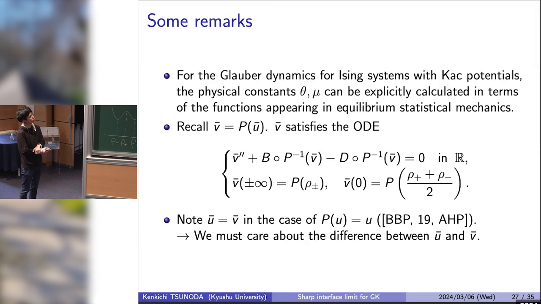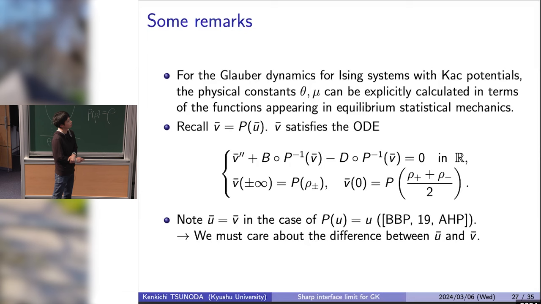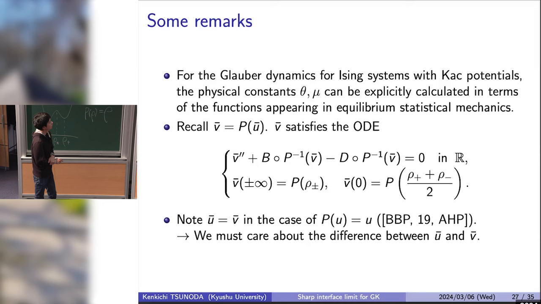Because U bar is a solution to this equation, if we denote this guy by V bar, then V bar must satisfy this equation. Okay, in the rest of my talk, I'd like to give you a sketch of the proof.